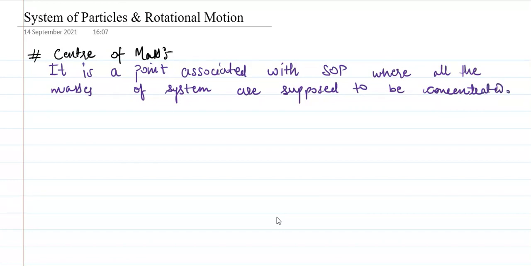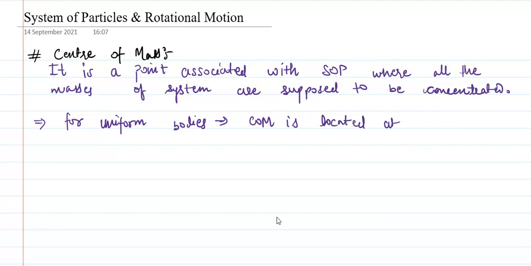Okay, so for uniform bodies we can say that center of mass is located at the geometric center of the bodies.